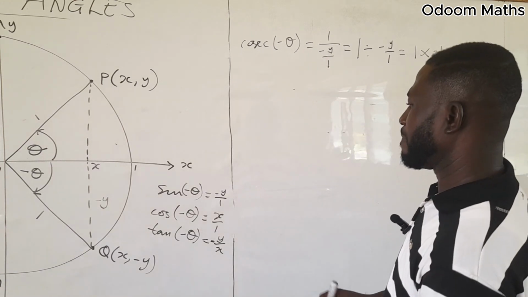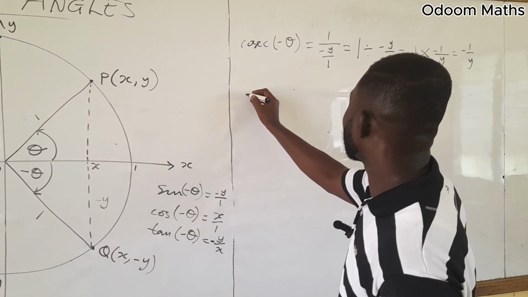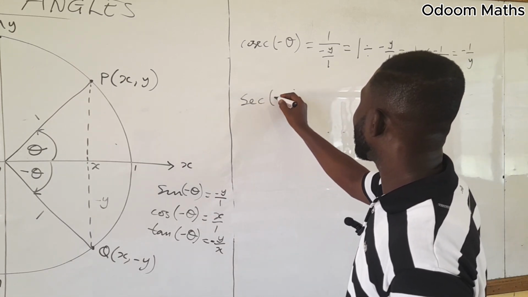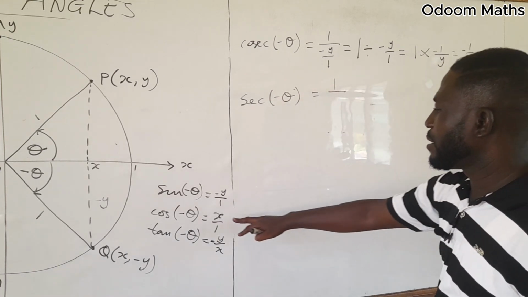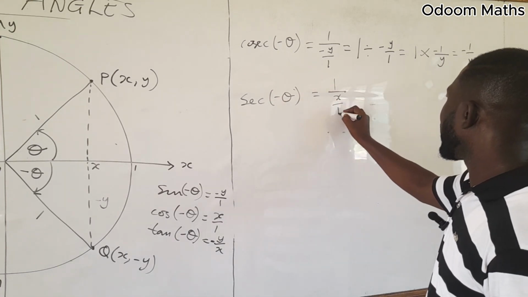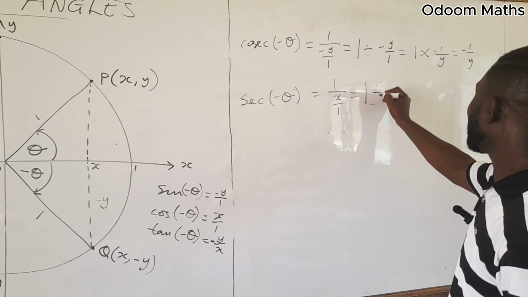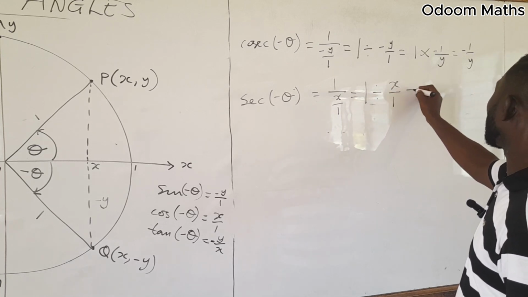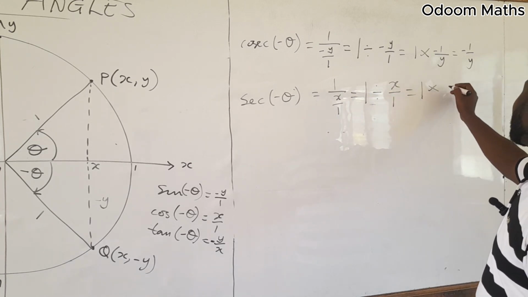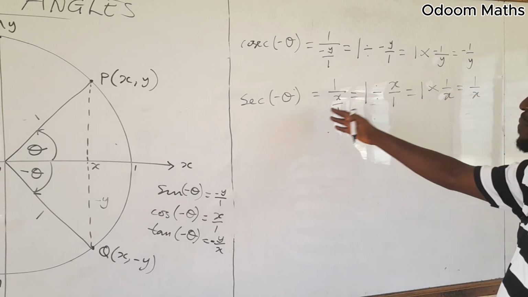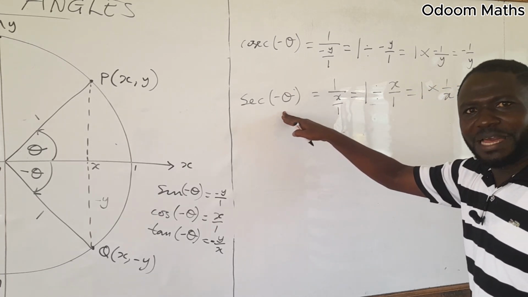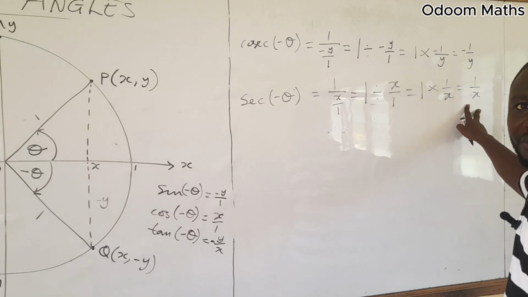Now that of cos, so 1 over cos, which is sec negative theta. Which is 1 over x over 1, the same as 1 divided by x over 1. So this is 1 times 1 over x, and that is going to give us 1 over x. So whatever happens for sec, with a negative angle we are going to get a positive value.